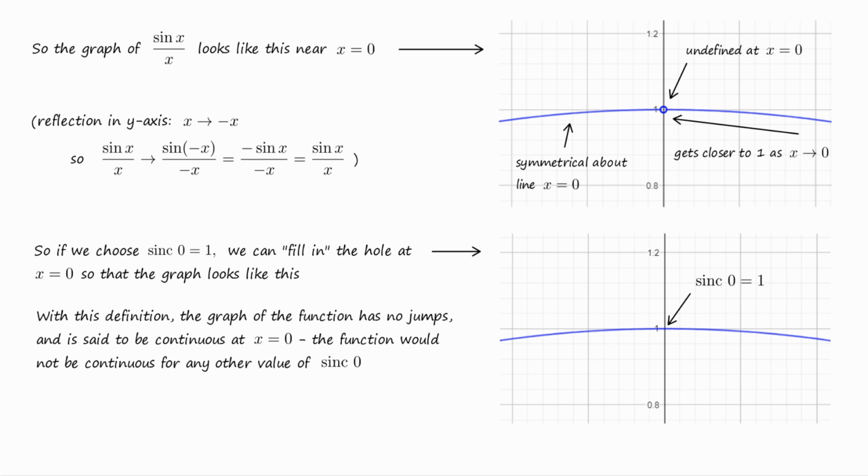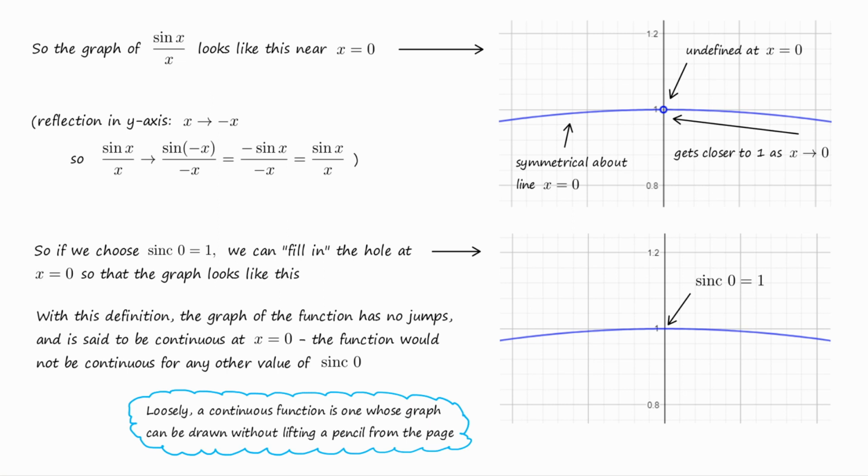And indeed, if we chose any other value for sinc 0 other than 1, then the function would not be continuous at x equals 0. Generally, we want functions to be continuous. They are nice functions. Specifically, if a function is not continuous at a point, then we can't differentiate it at that point. And now, with this definition of sinc 0 equals 1, then the function sinc x is continuous everywhere and also differentiable everywhere, i.e. we can assign it a gradient at every point.